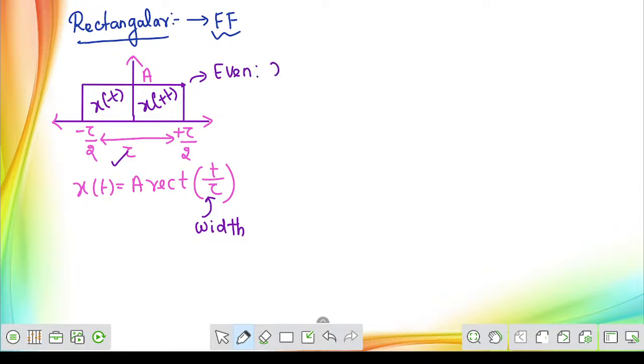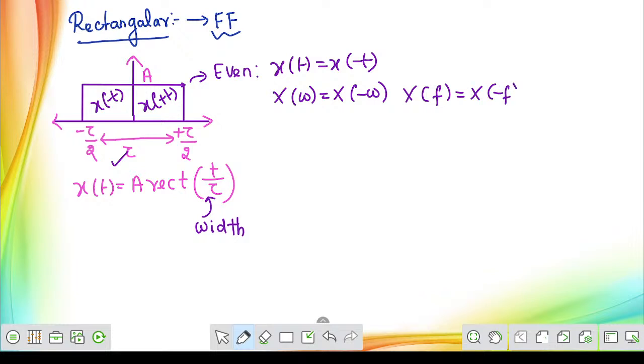Even function means we can define x of t and x of minus t are equal to each other. In the frequency domain, this will be defined as x of omega and x of minus omega are equal to each other, or x of f and x of minus f. You can also define it in terms of f. Anyway, ultimately it is an even function. That is what you must remember about the rectangular function.